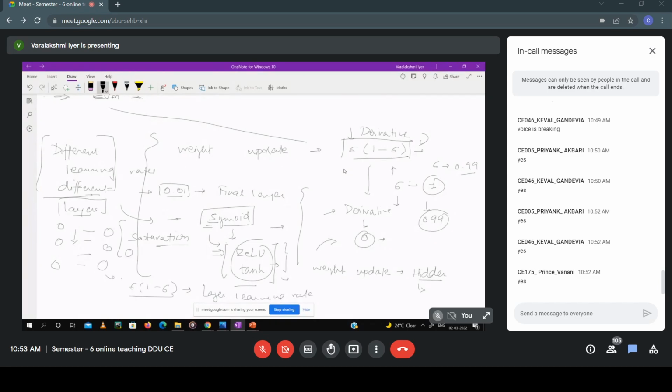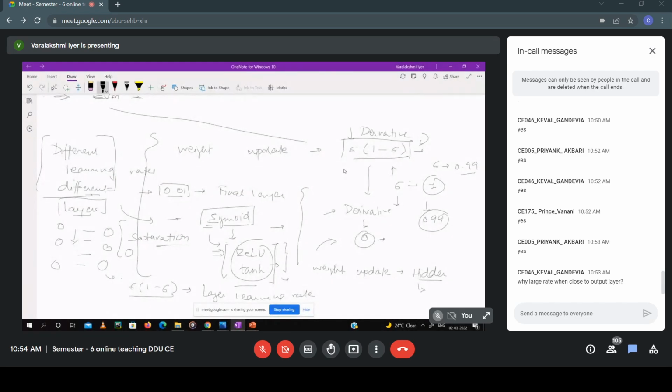Are you getting the point here? Why do we require the possibility of using different learning rates in different layers? Why do we use it? Yes or no? Okay, so is it clear to everyone why we might use different learning rates?